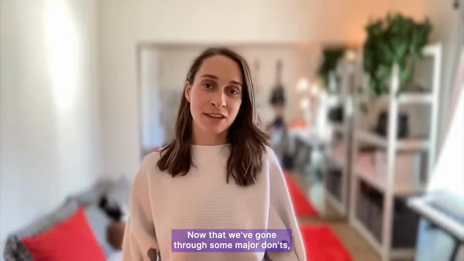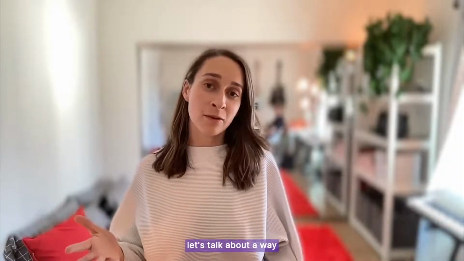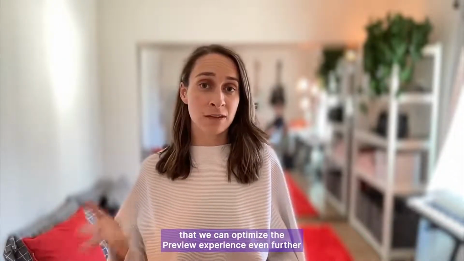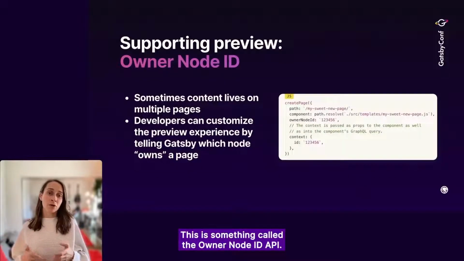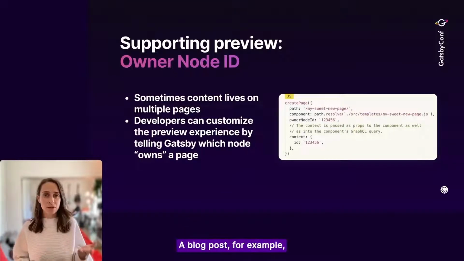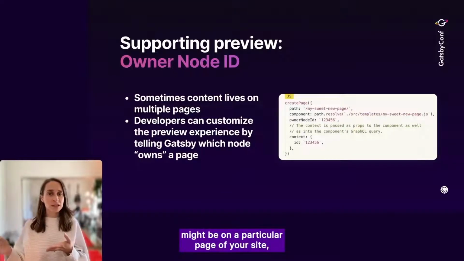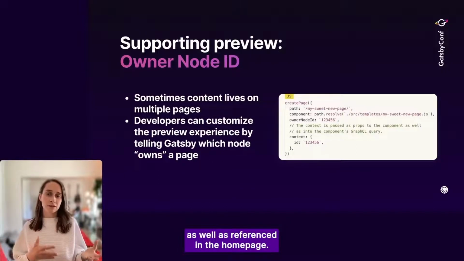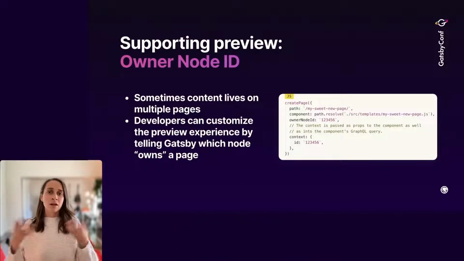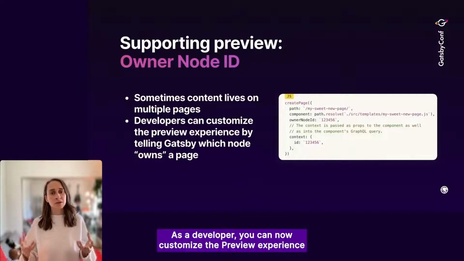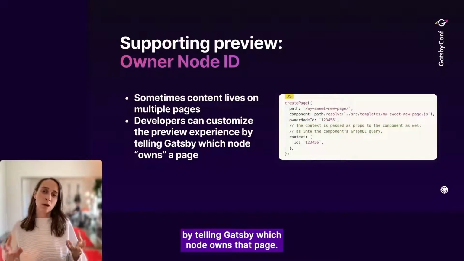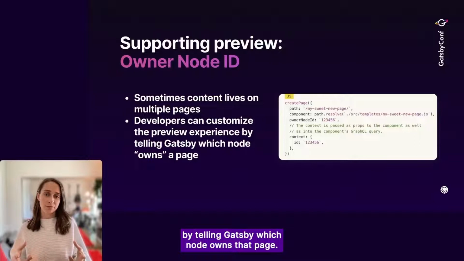Now that we've gone through some major don'ts, let's talk about a way that we can optimize the preview experience even further for your content editors. This is something called the Owner Node ID API. Sometimes content lives on multiple pages. A blog post, for example, might be on a particular page of your site, as well as referenced in the homepage. As a developer, you can now customize the preview experience by telling Gatsby which node owns that page.